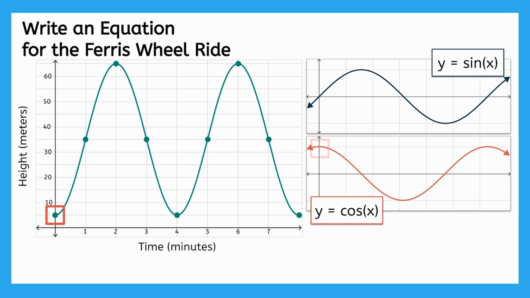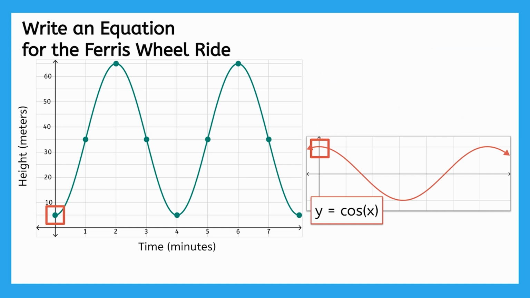I notice that our Ferris wheel function has a minimum point on the y-axis, while the parent cosine function has a maximum on the y-axis. That means that if we write a cosine function, we'll need to write a reflection, but we won't need to worry about a phase shift.